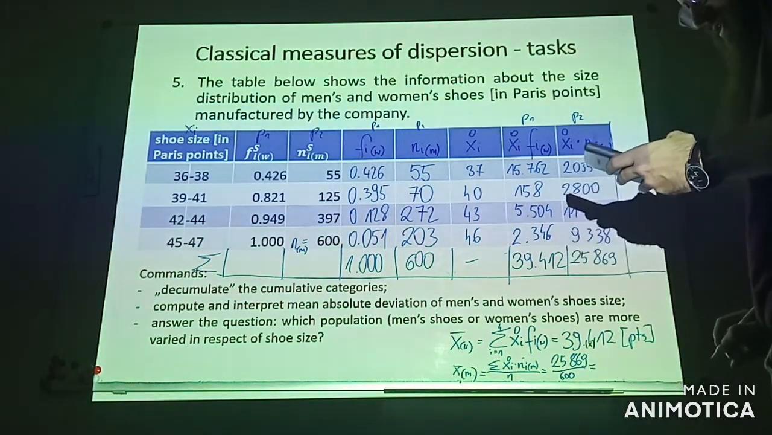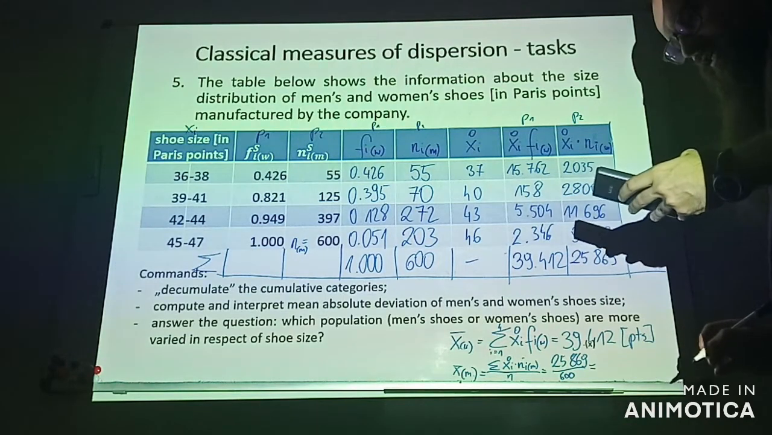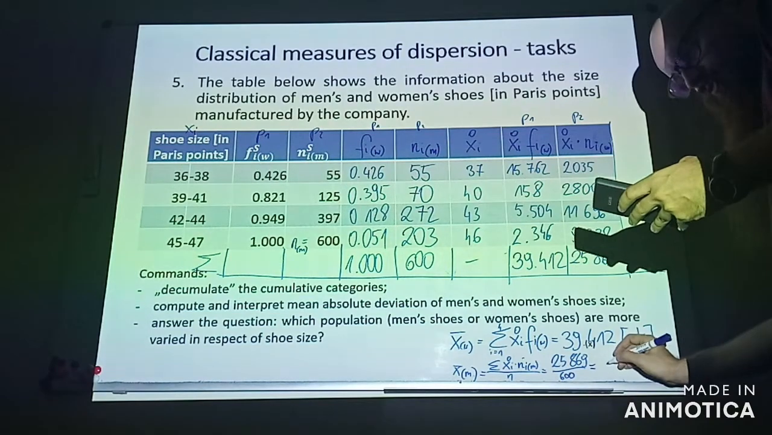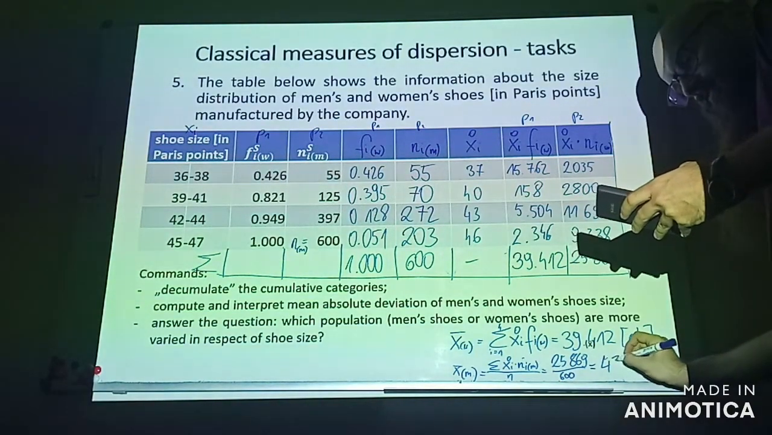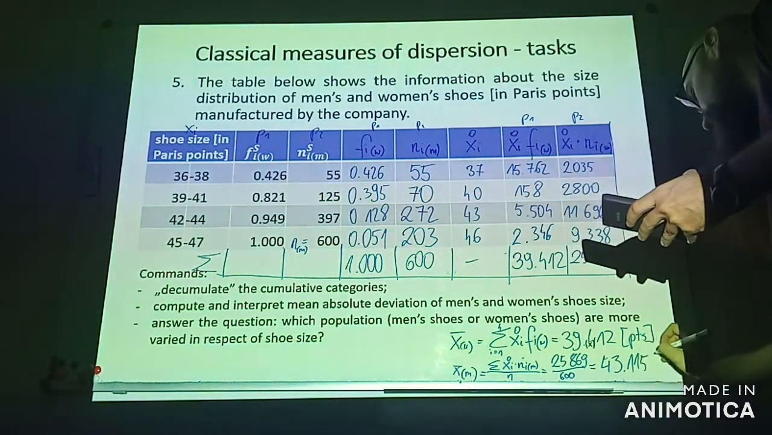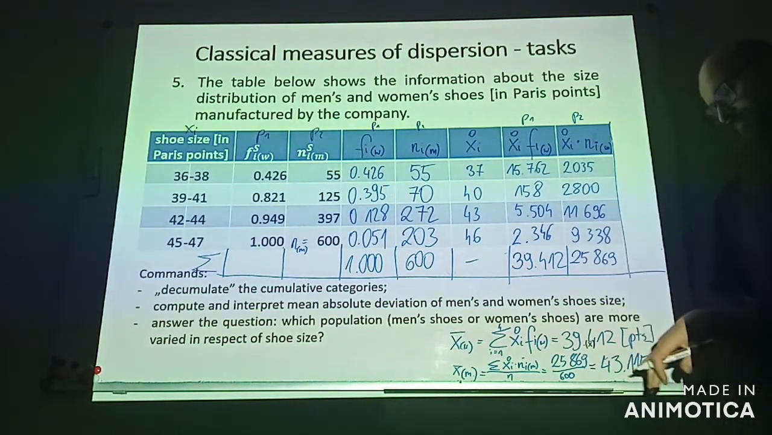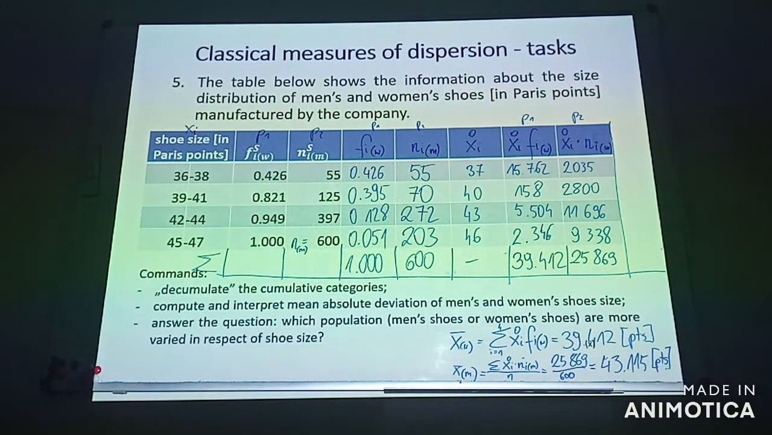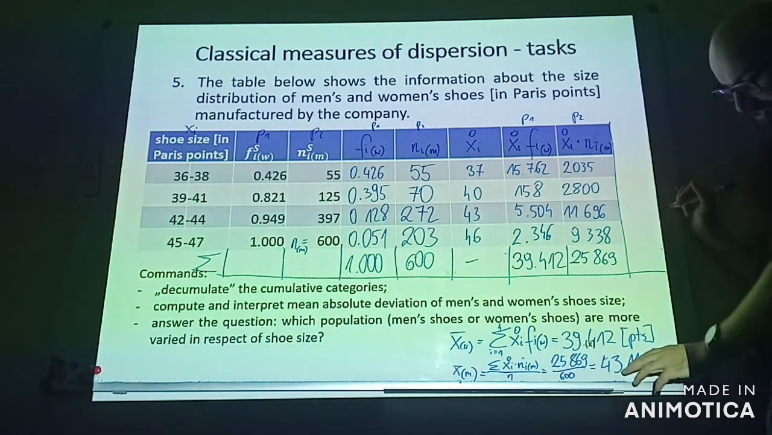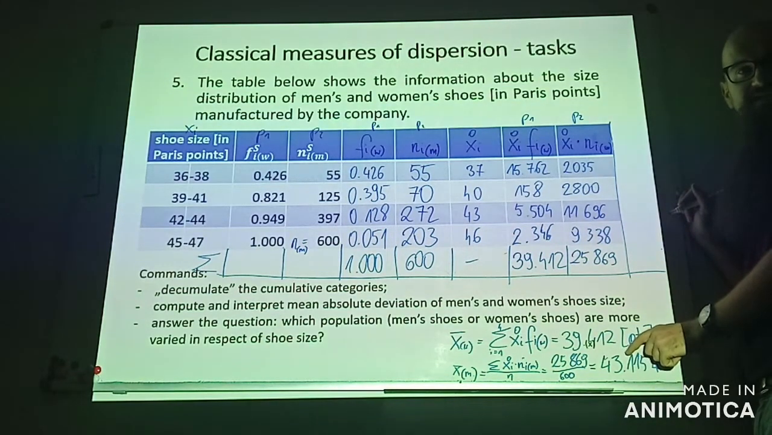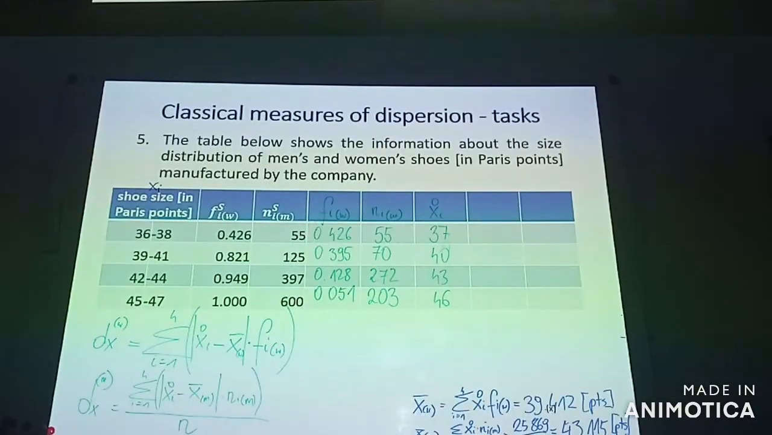my average shoe size of men's shoes is 43.115 points. Yeah, and exactly as we expected. Average men's shoe size is higher than average women's shoe size, because it's the nature, of course.